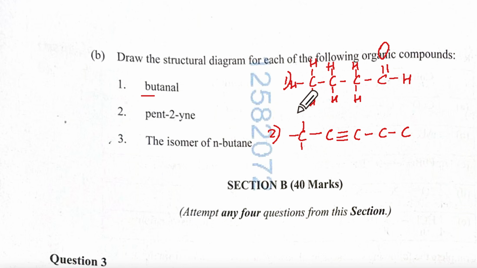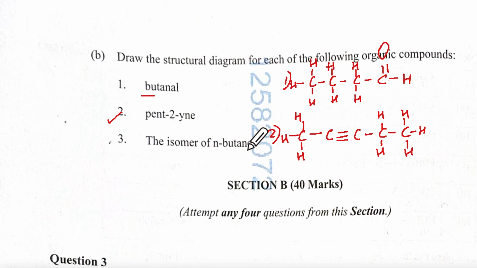This carbon will be with CH3. It will be with H3. This is already 4 valencies. This carbon, 4 valencies complete. This will be H and H, and this will be H, H and H. Okay, so we have second one done.